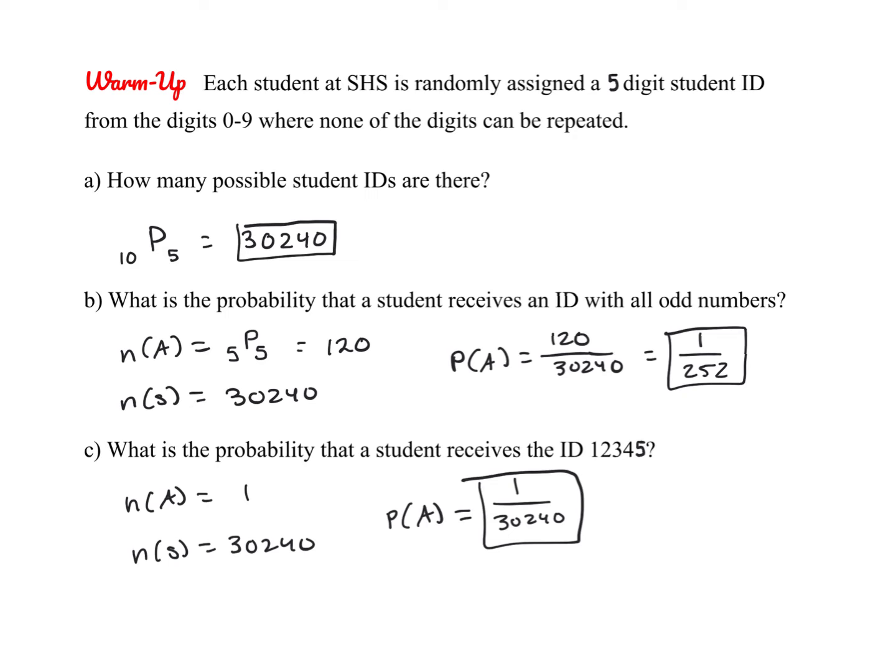And the probability of a student receiving the ID 1, 2, 3, 4, 5, there's only one favorable outcome. It's when it's 1, 2, 3, 4, 5. And so you do 1 over 30,240.